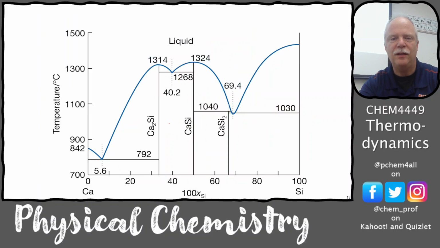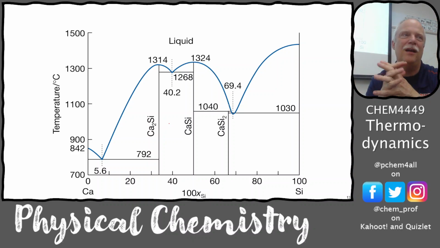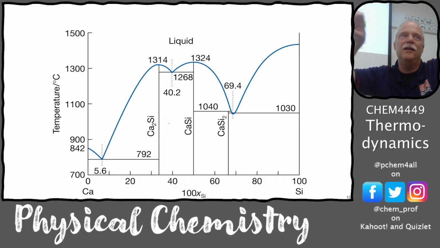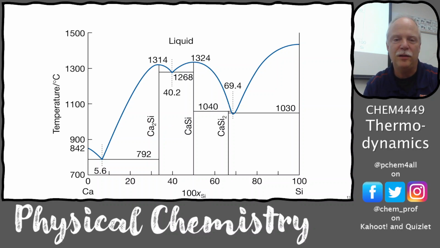Let's look at one that's maybe a little more clear. This is silicon and calcium. Who knew that they could form all these compounds, right? They're only stable in the solid phase. So you would have grains of these different compounds when it's solid. But once you get it above the melting points, then it's just silicon atoms and calcium atoms floating around each other. And here's all your melting points.